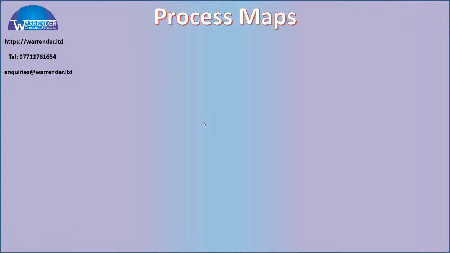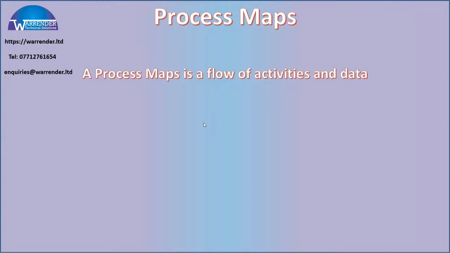So, process maps. First of all, what is a process map? A process map is a flow of activities and data. Basically, it's the steps that you take to get from one element of your business to the end of that.